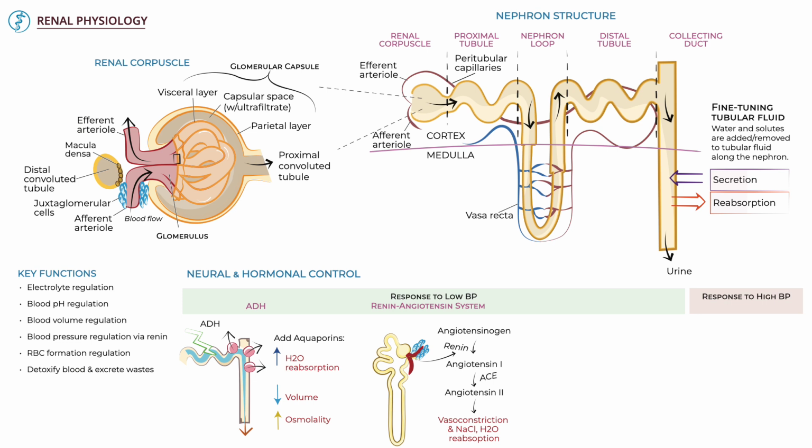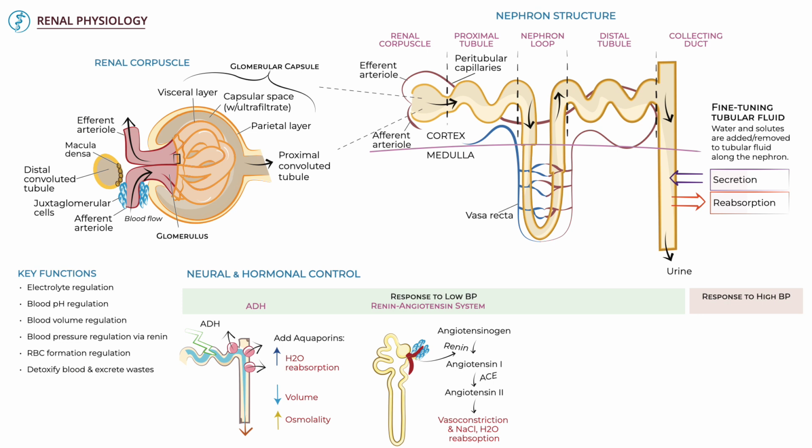Be aware that angiotensin 2 also triggers release of aldosterone, which promotes further sodium and water retention. As a clinical correlation, there are two key classes of blood pressure drugs, ACE inhibitors and angiotensin 2 receptor blockers. These drugs block this pathway and lower blood pressure.